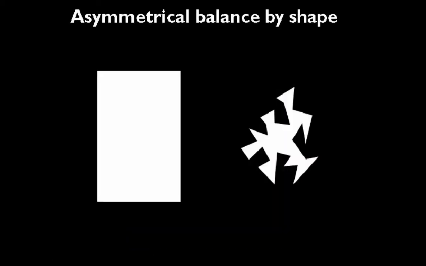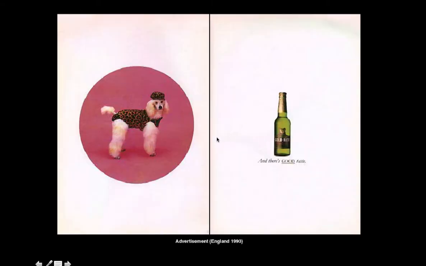So asymmetrical balance by shape. This is our awkward looking item. We keep wanting to look at it. Who cares about this boring rectangle? This thing is way too much fun for my eye. Here again, which one is the awkward one? Well, I think that's probably pretty obvious, I hope.